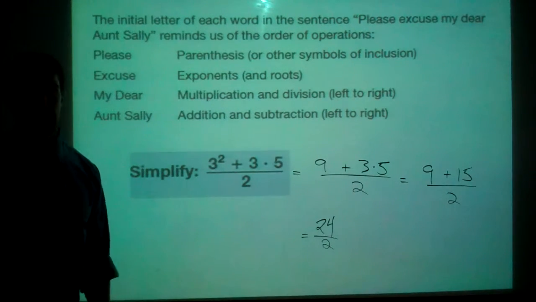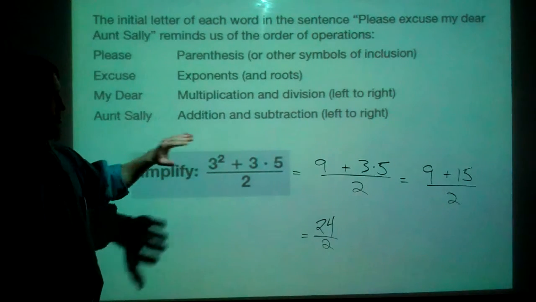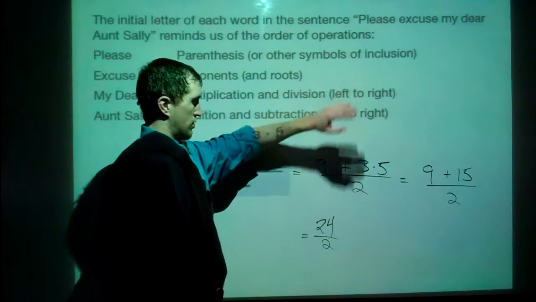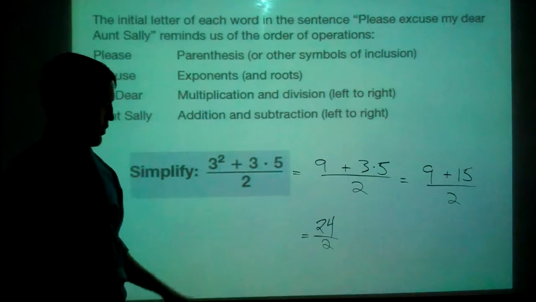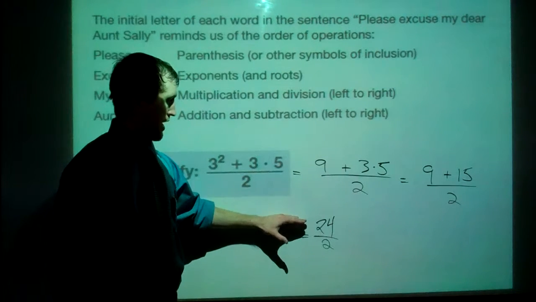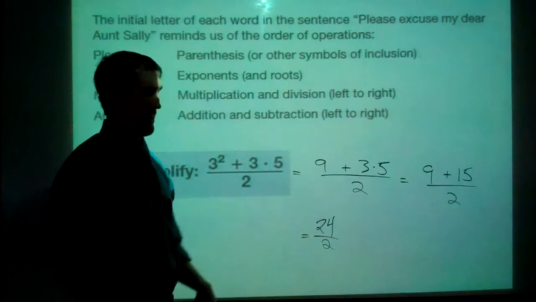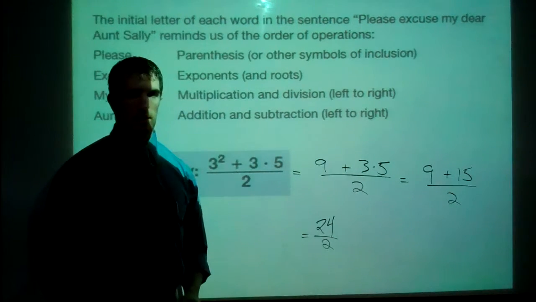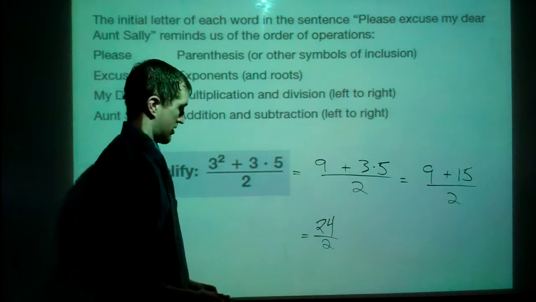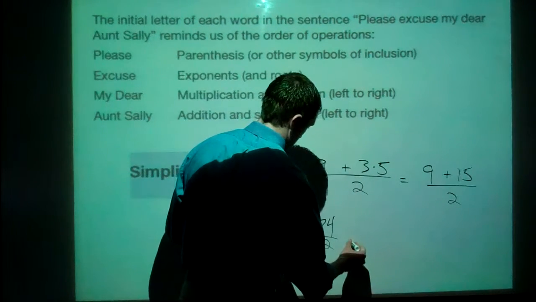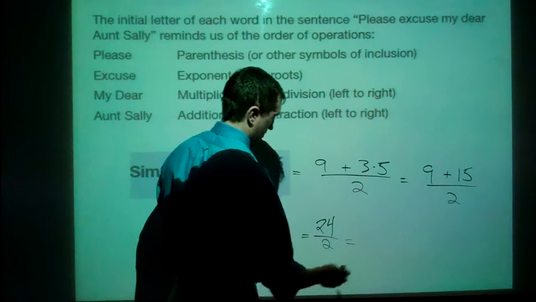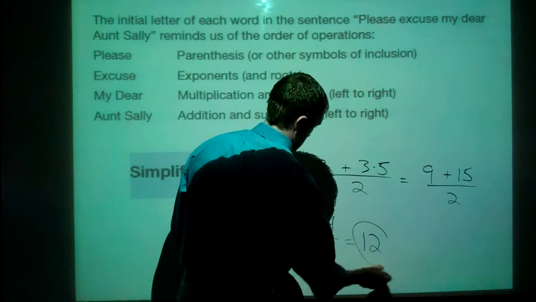Now that might seem out of order, but we have to remember that a division bar is a symbol of inclusion. Okay? So we want to figure out everything on top, everything on bottom, and then we divide in the end. We want to make everything simplified on top and bottom, basically. Numerator and denominator. 24 divided by 2, get 12 again.